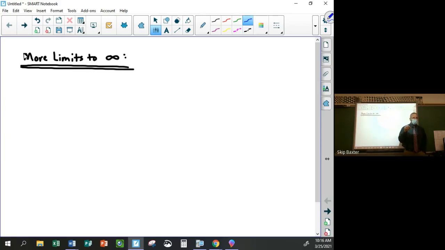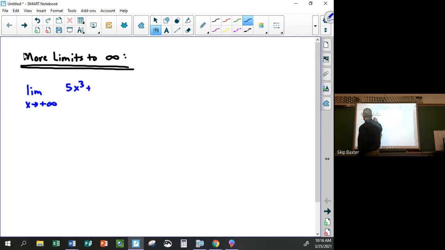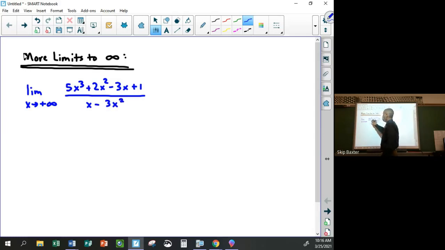How can you tell if the limit is positive or negative infinity when you look at a rational function? I mean, how can you tell that it's one of those scenarios? Yeah, if the top is bigger. So I'm just going to make up a random problem where the top has a higher power than the bottom. For example, the limit as x goes to positive infinity of 5x cubed plus 2x squared minus 3x plus 1 over x minus 3x squared. So the top has a bigger power than the bottom, so I know that this answer is either positive infinity or negative infinity. So here's how you can tell which one it is.